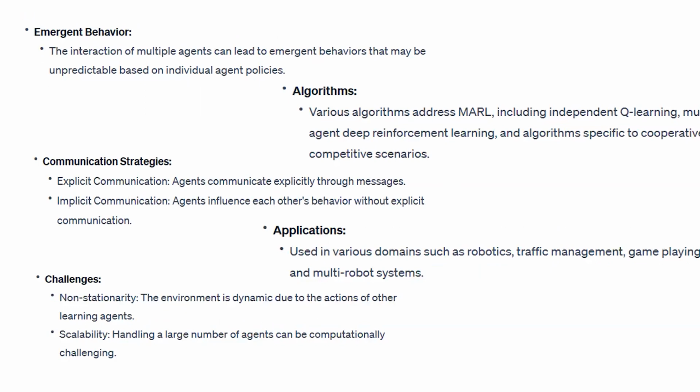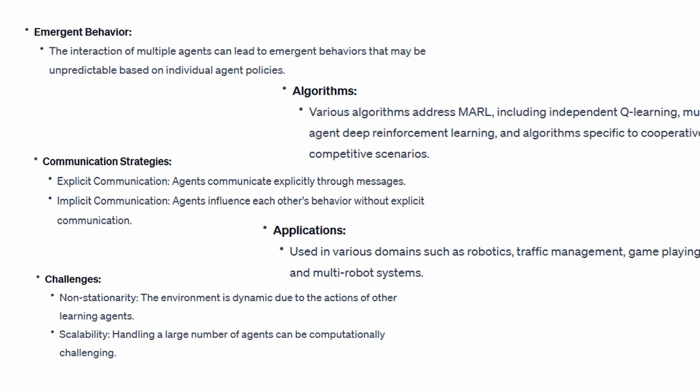With multi-agent learning, the interaction of multiple agents can lead to emergent behavior that may be unpredictable based on individual agent policies, which is actually normal, because if they are not sharing their policies, they might collide inside the environment or perform a task that was already performed by another agent at a certain moment.